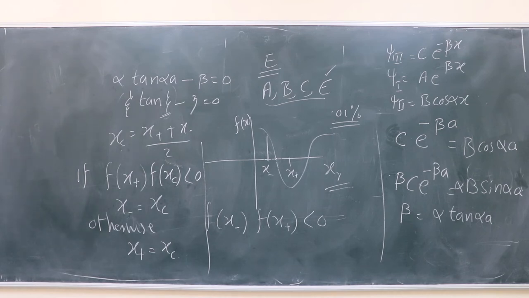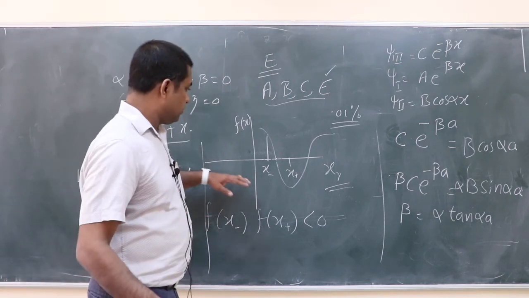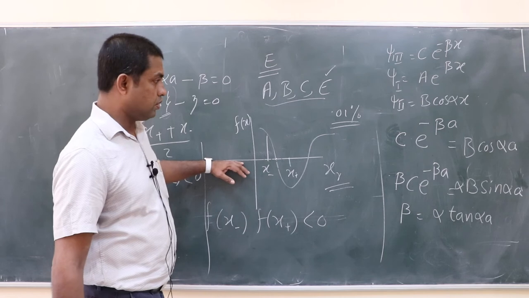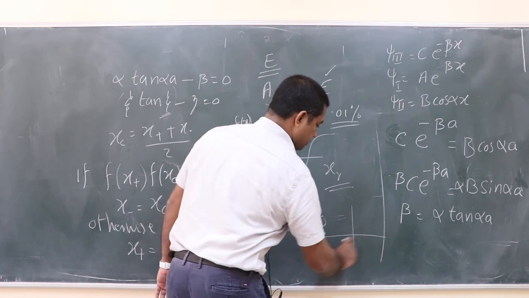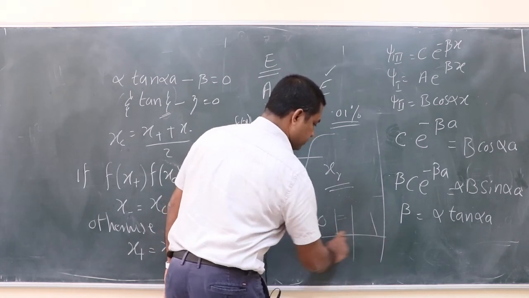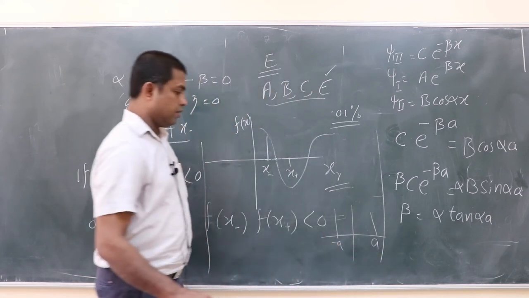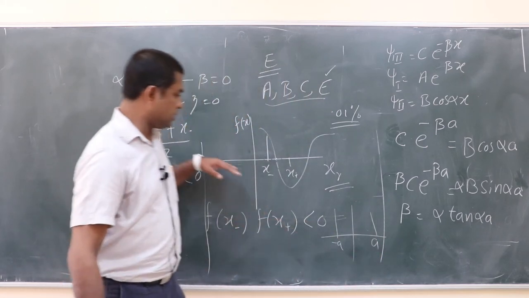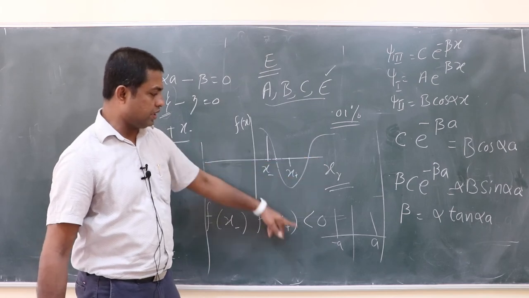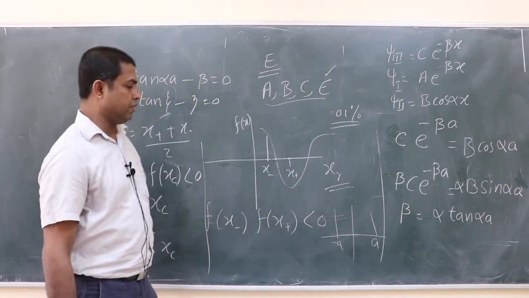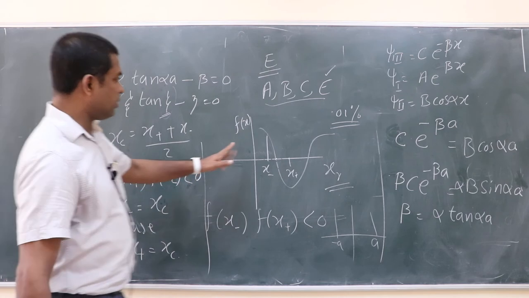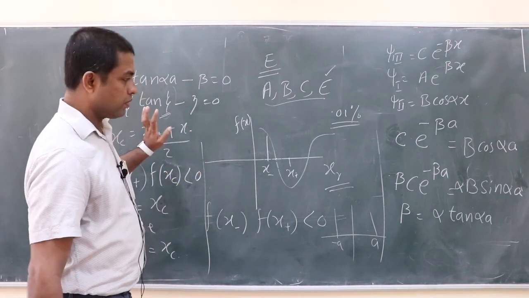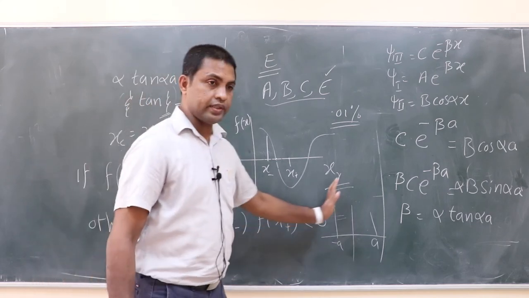Sir, what does the graph indicate? Yeah, the graph is basically the x-axis is x. Our problem is a one-dimensional problem. So the potential is from minus a to a. The x-axis is basically the position x, and on the y-axis there are two scales. One scale you can make for the energy.